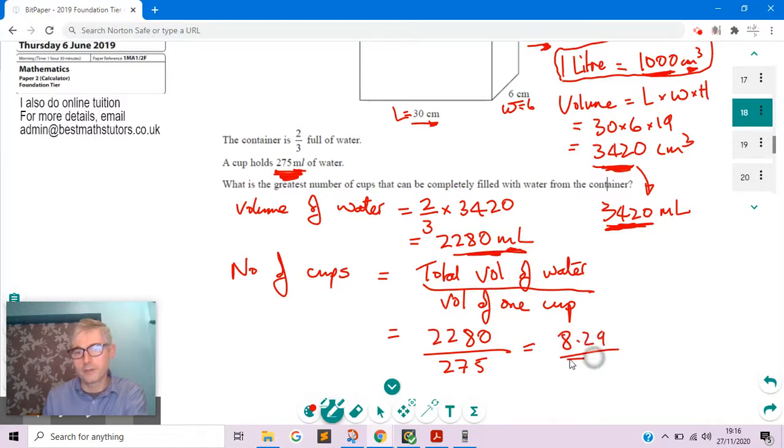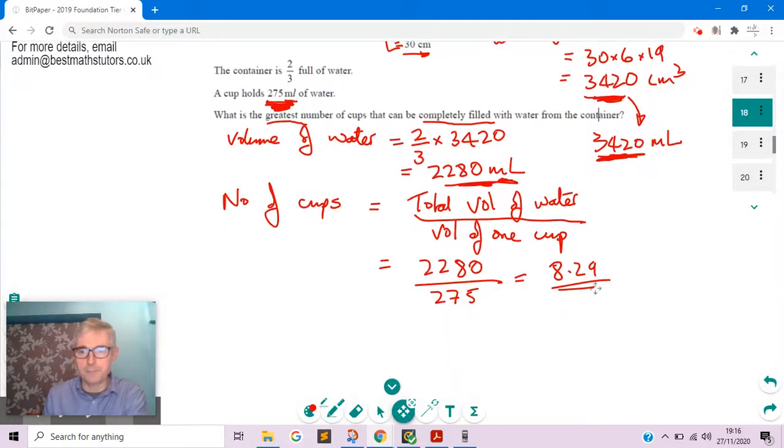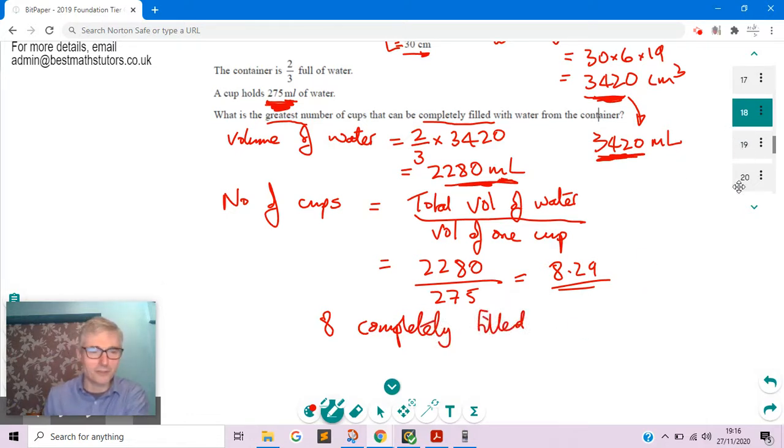8.29. Now, we're asked for the greatest number of cups that can be completely filled. So really what this is telling us is we've got 8 and a bit. So the 0.29 is a bit of a cup. So the total number that can actually be completely filled means that we've got the 8 completely filled. So that's that question done.